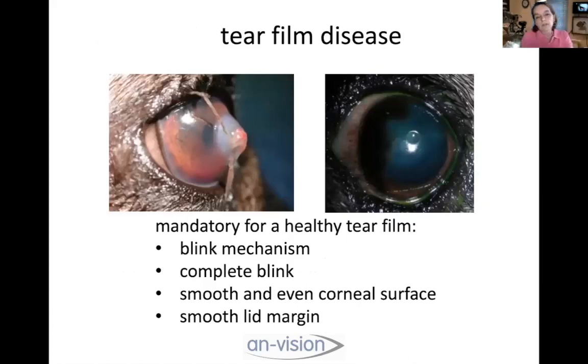So coming now to the more clinical stuff, remember that it's mandatory for a healthy tear film to have this blink mechanism, and you need the complete blink. And you need a smooth and even corneal surface and a smooth lid margin. And there are so many diseases that interfere with this. I included here a brachycephalic dog where you can actually imagine that this blink is incomplete, and the eye is left open.